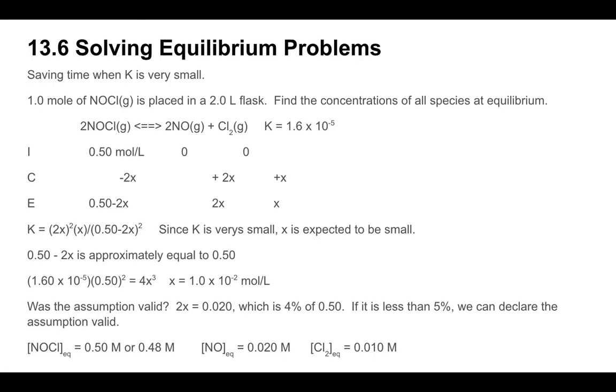Now, if you want to be a little more upfront about it, you could say 0.50 minus 0.02, 0.48 molar. The equilibrium for NO is going to be 0.02, or 2x, and the Cl2 will be 0.01. Now, if you plug these values in, I think you will find that you get very close to the proper K value, 1.6 times 10⁵.